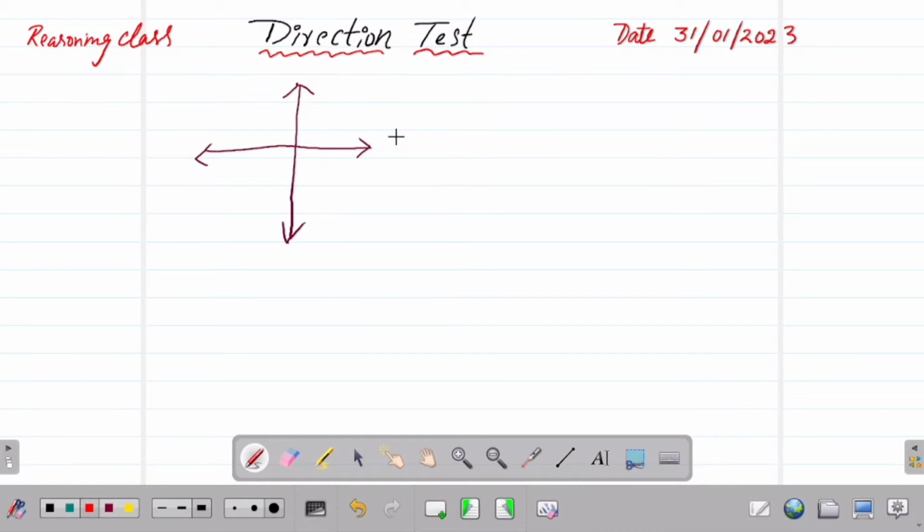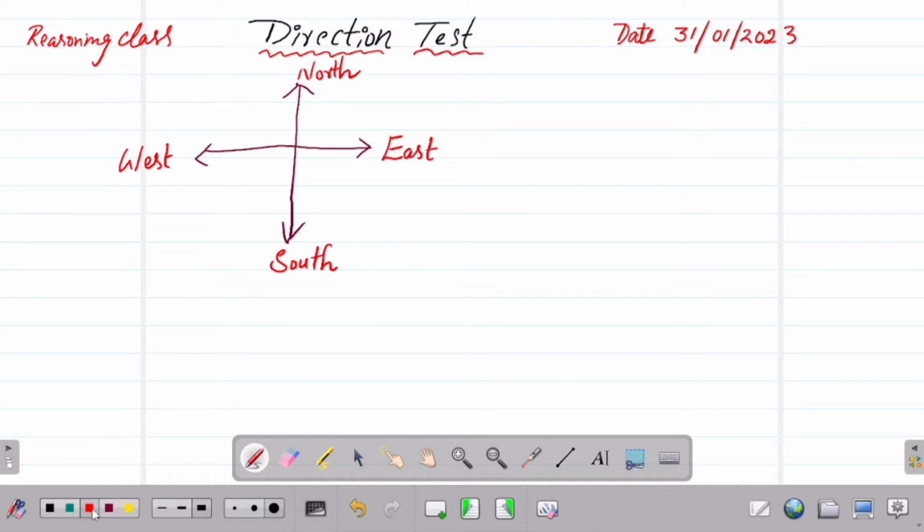So this is east and this is your west. Okay, and this is your north and this is your south. Okay, clear? So east, west, north, south.